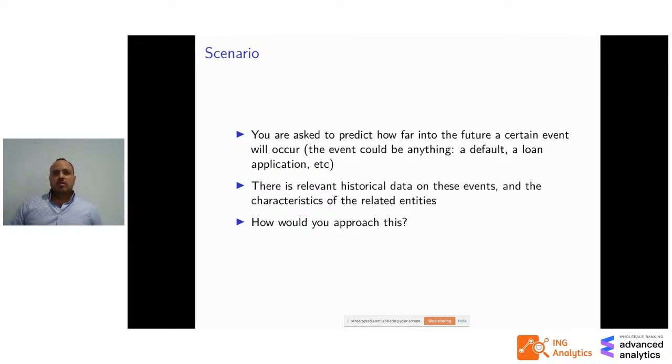So say you have a scenario where you're asked to predict how far into the future a certain event will occur. And the event can be anything. In the context of banking, it could be a default or a loan application. In the medical context, it could be a death, an asthma attack, a stroke. It could be anything really. This framework is completely general. And say you have some relevant historical data on these events, so their timings. And you also know some of the characteristics of the entities, whether that's a client applying for a loan or a person who's unfortunately at risk of a stroke. So how would you approach this? I'll give you a second or two to think about it while I switch slide.